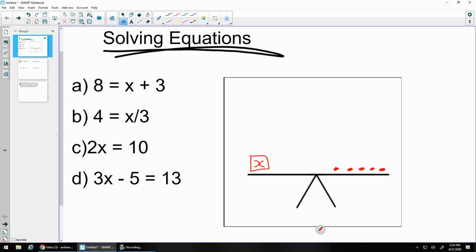So now I'm left with x is equal to 5. So on the left, I divided by 2. So 2x divided by 2, well, that's going to give me 1x. 10 divided by 2 is 5, so x is equal to 5. And then I can double check. 2 times 5 is equal to 10. So if x is 5, my equation stands true.